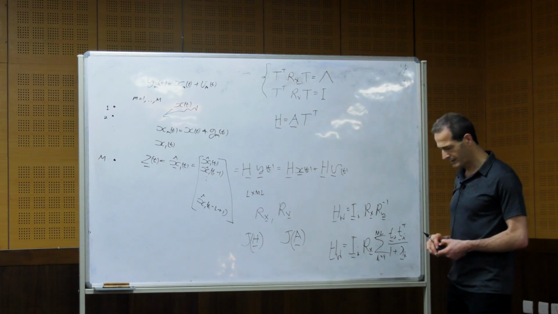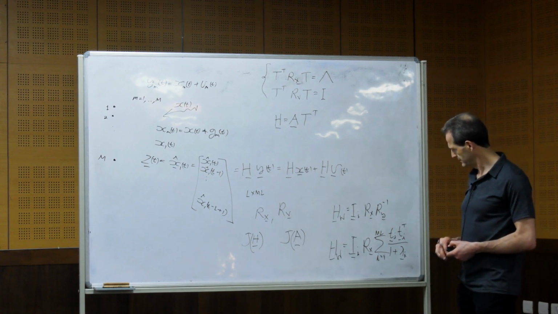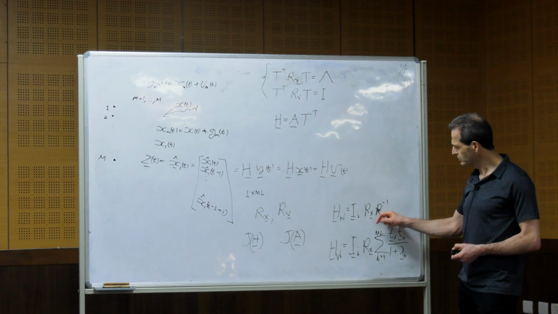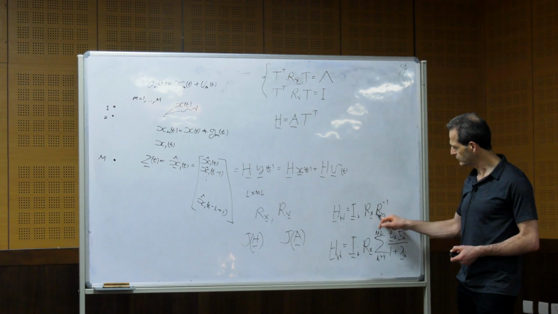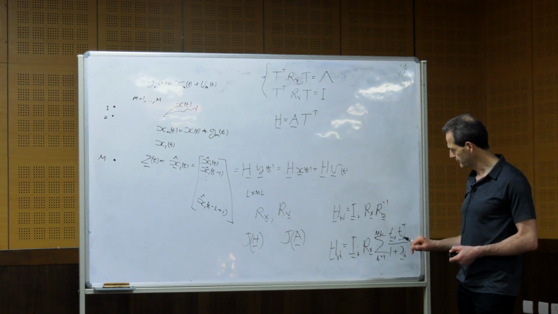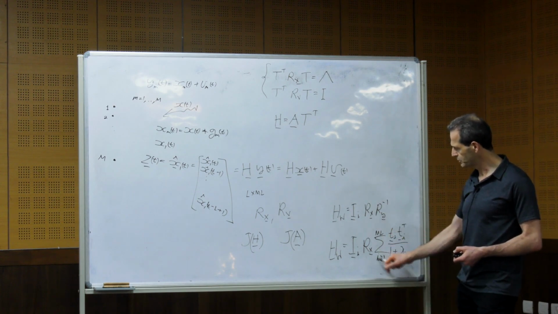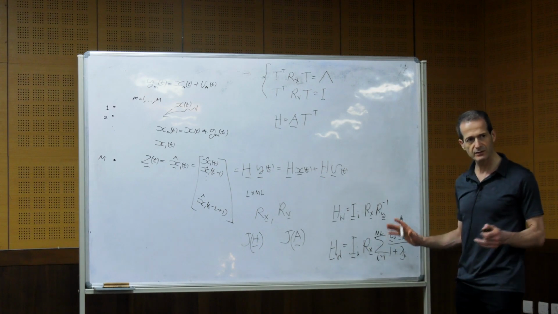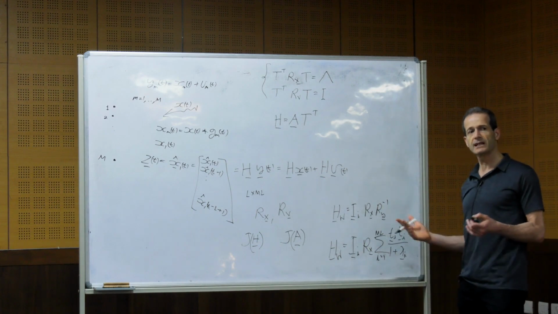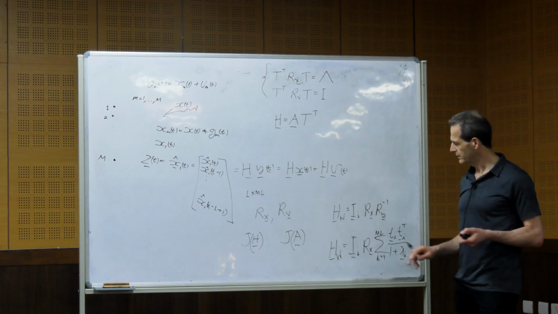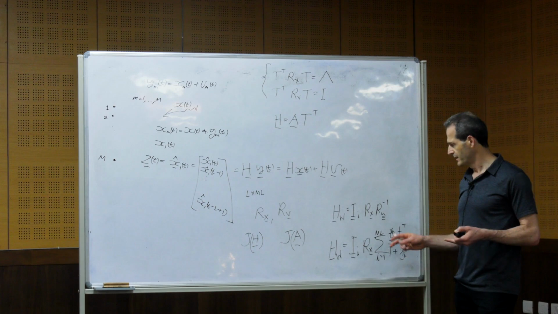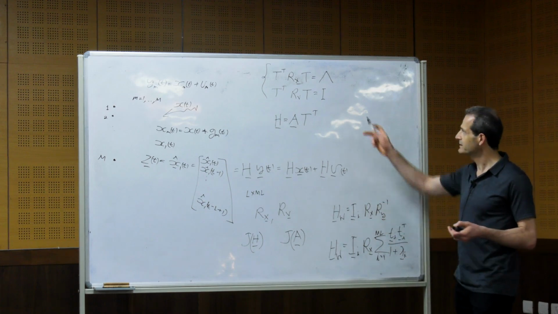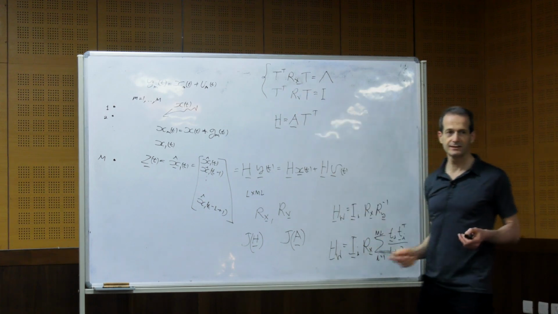Another nice thing is that we don't need to compute the inverse of a large matrix. You see, this matrix is ML by ML, and here we don't need to compute its inverse. Sometimes that's helpful because it saves computational complexity. But of course, the computational complexity remains in finding the transform.